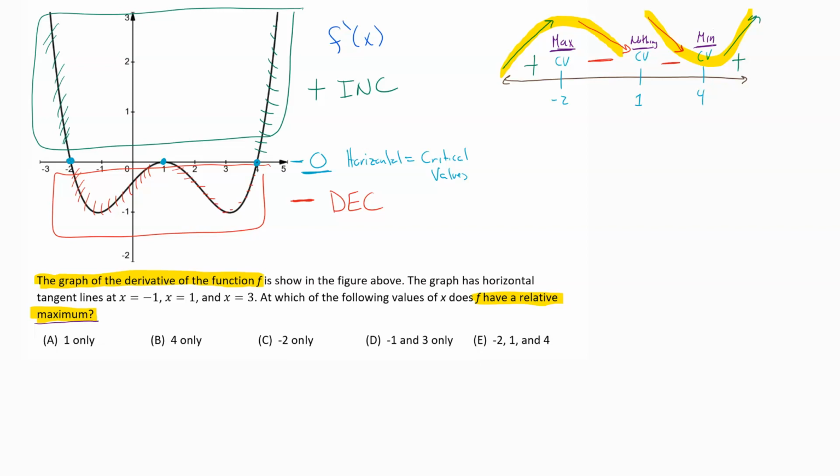This question wanted to know specifically where we would find a maximum, so we can see that we would find a relative maximum at this critical point here, -2, so your answer would have been C.